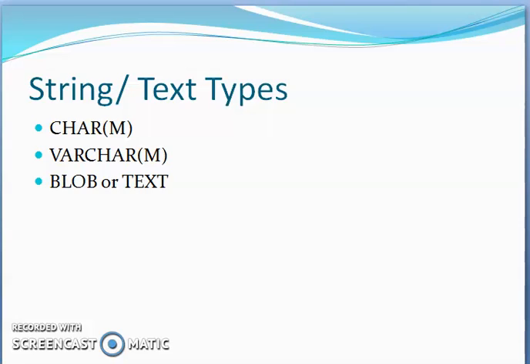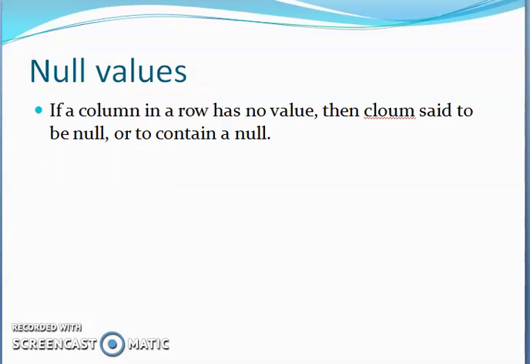Then next is blob or text. A field with a maximum length of 65,535 characters is known as blob. Next is null value. If a column in a row has no value, then the column is said to be null or to contain a null.